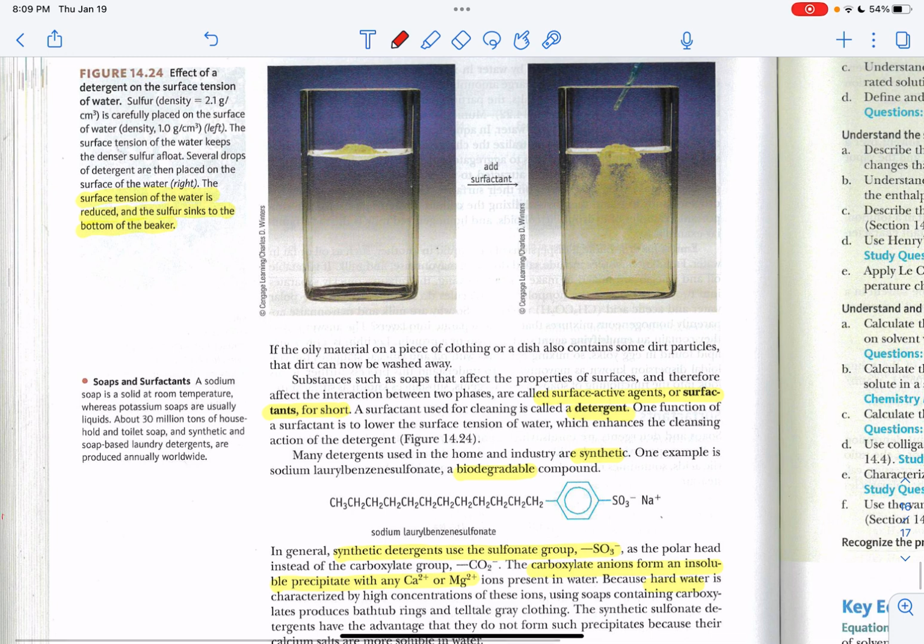And so here's an example of adding a surfactant. The surfactant is being added right there, and that single drop disrupts the intermolecular forces holding the molecules on the surface together. And then as a result, the material that was resting on the surface because of the surface tension now goes through the solution and eventually settles down to the bottom.